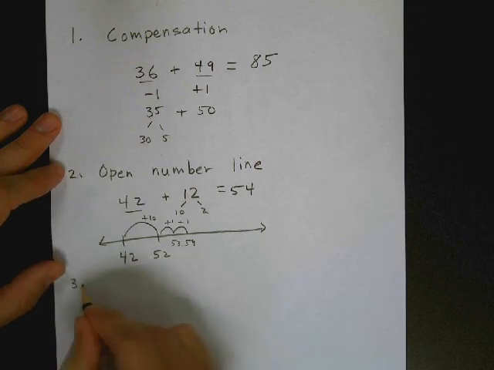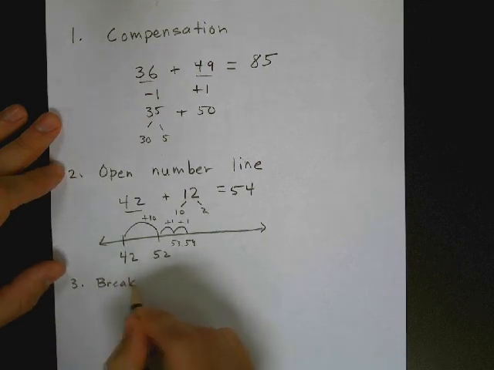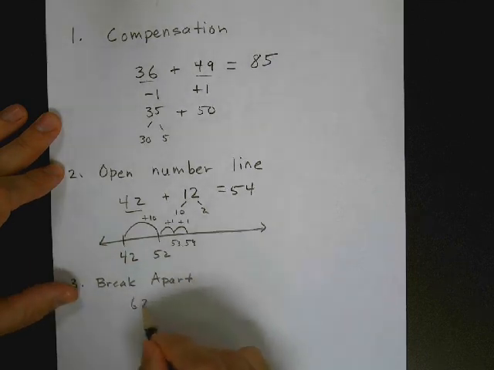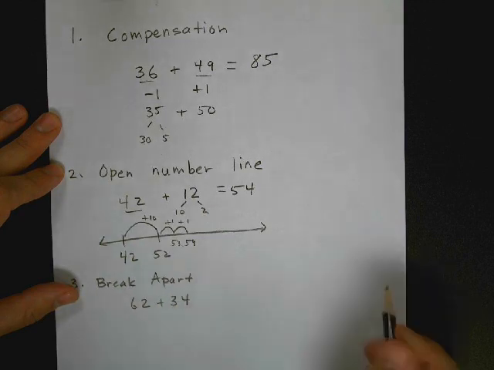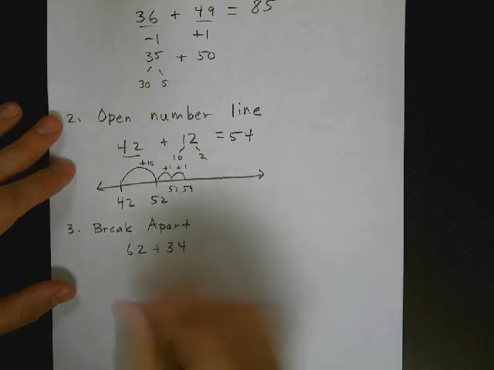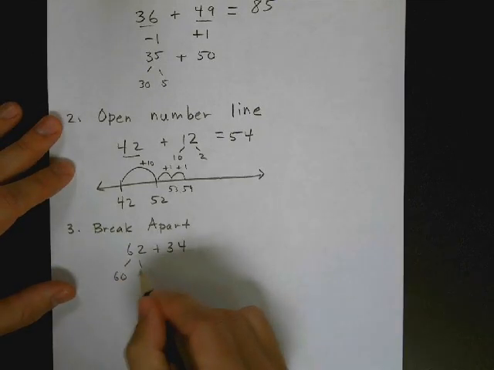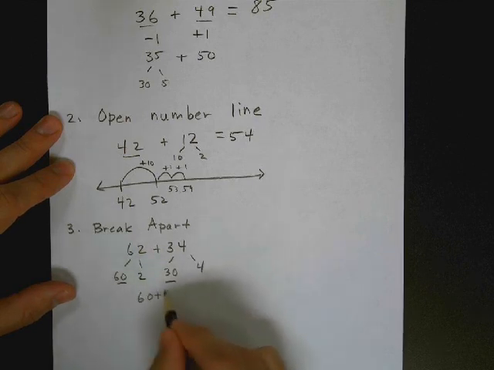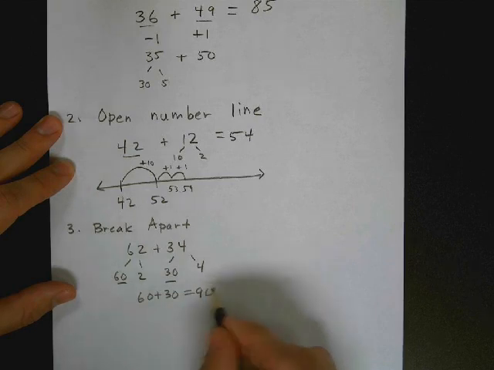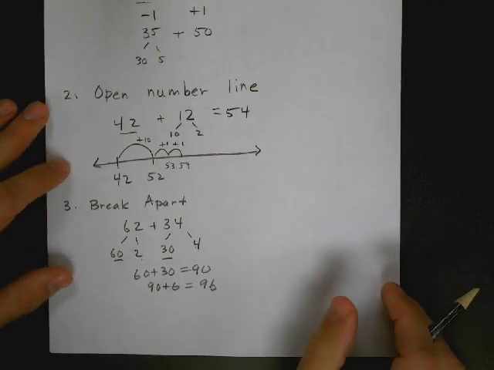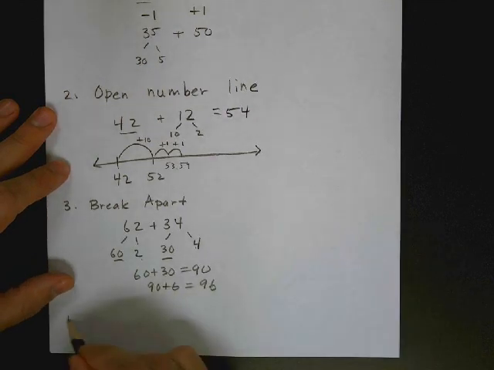Just good old-fashioned breaking apart the numbers. And add the 10s and then add the 1s. Here's an example. Let's do 62 plus 34. Break it apart to 60 and 2, 30 and 4. 60 plus 30 equals 90. 90 plus 2 plus 4, 96. That's number 3.